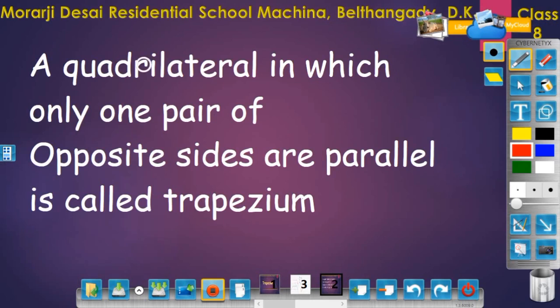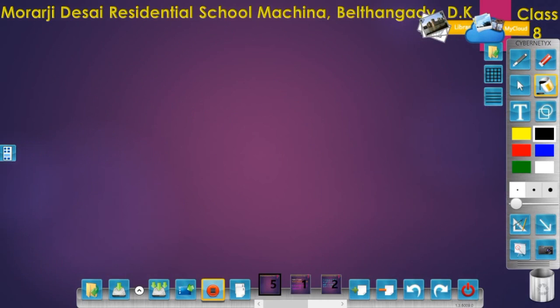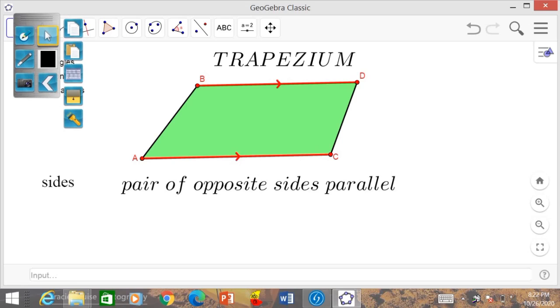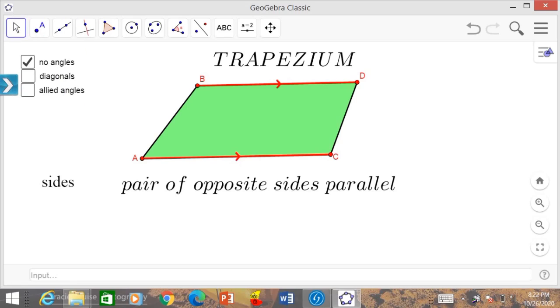So how will you define a trapezium? Trapezium is a quadrilateral in which only one pair of opposite sides are parallel. Trapezium is a quadrilateral, means it has 4 sides and one pair of opposite sides are parallel. Now let us see the properties of trapezium.